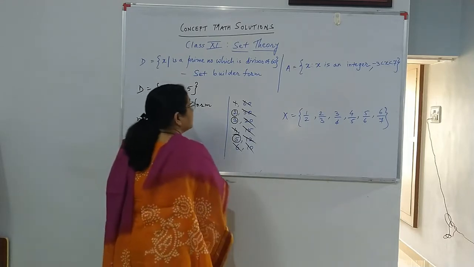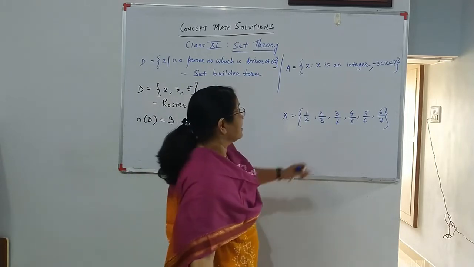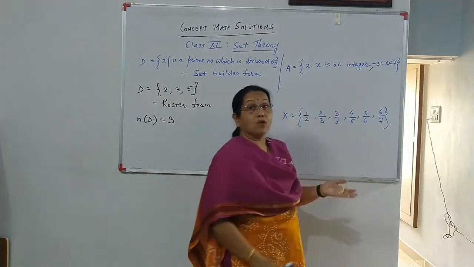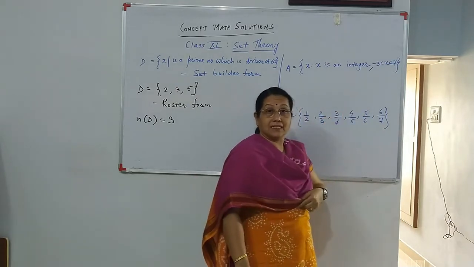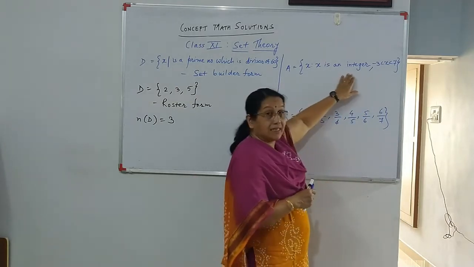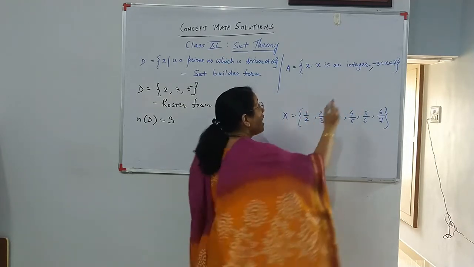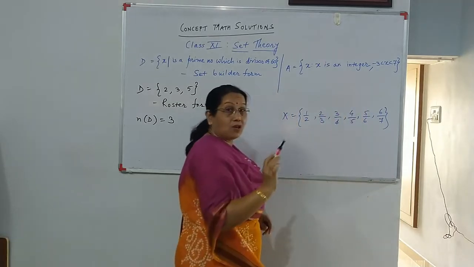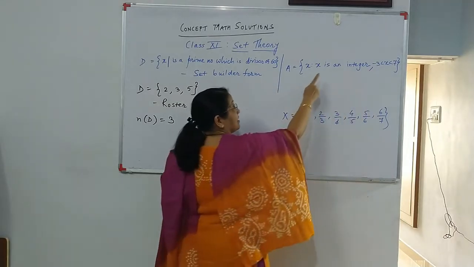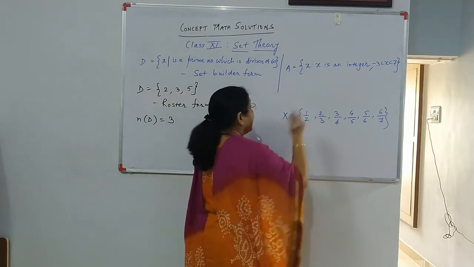x is an integer, minus 3 less than x less than 7. Otherwise there are infinite numbers between minus 3 and 7, but you want only the integers which are between minus 3 and 7. Now they have not taken equality, so minus 3 is not included. Also understand this is the set builder form of writing the set.